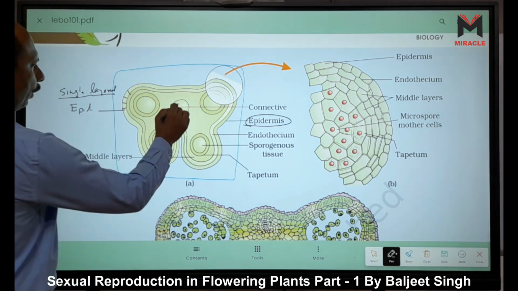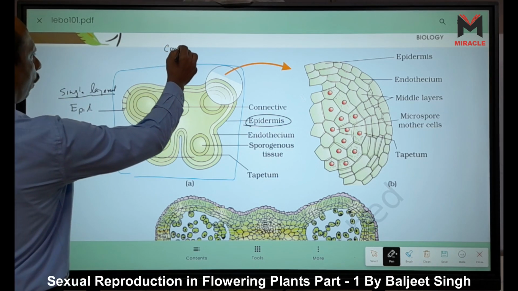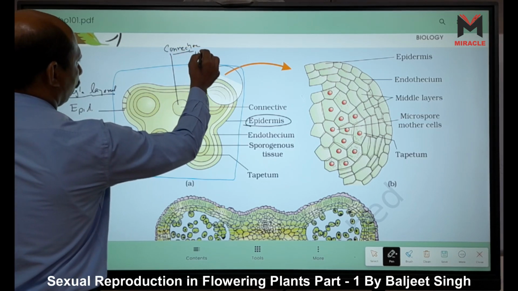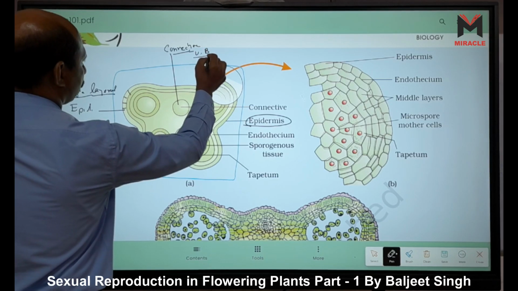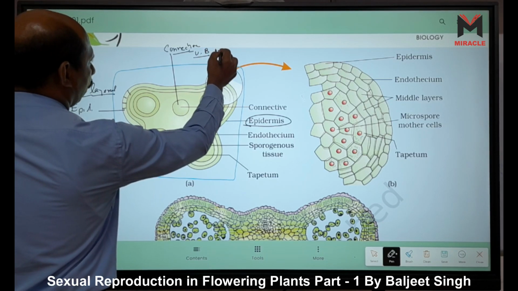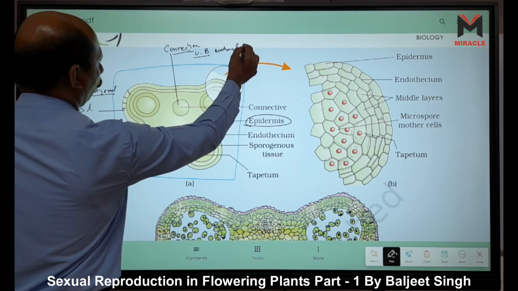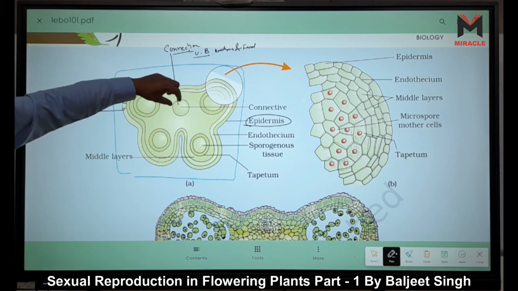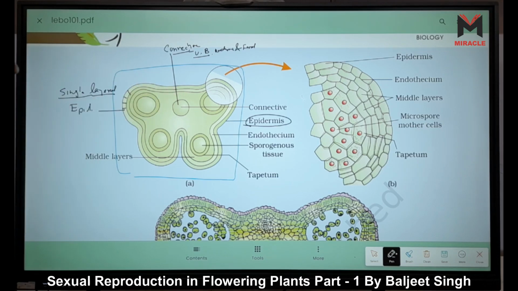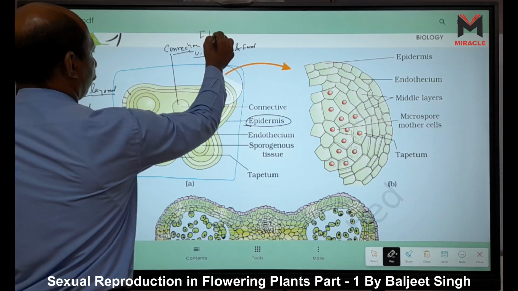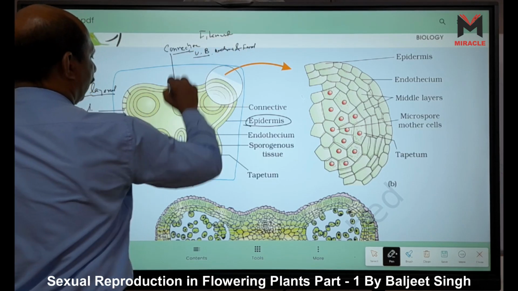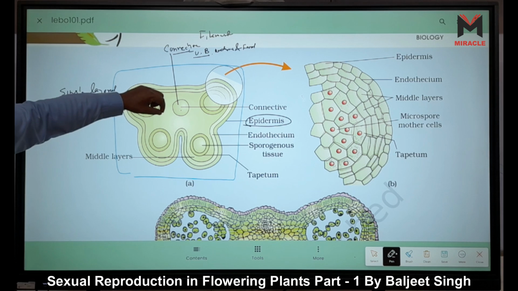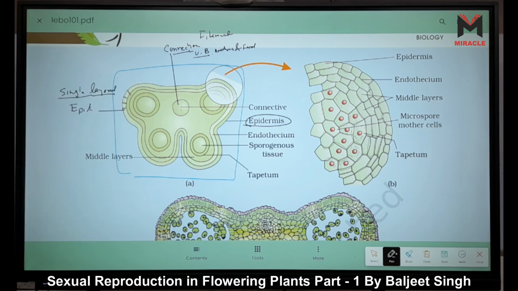This one is connective tissue. Connective means what? It contains vascular bundles, meaning water and food, right? Because it connects with filaments. Here the filament is connected. The filament is attached through this one, right? So through the filament, what comes here? Food from leaves and water, right?